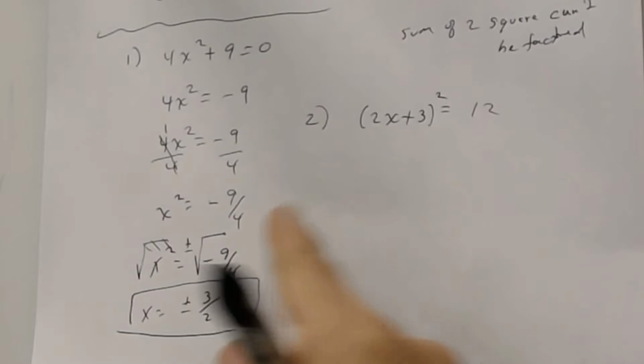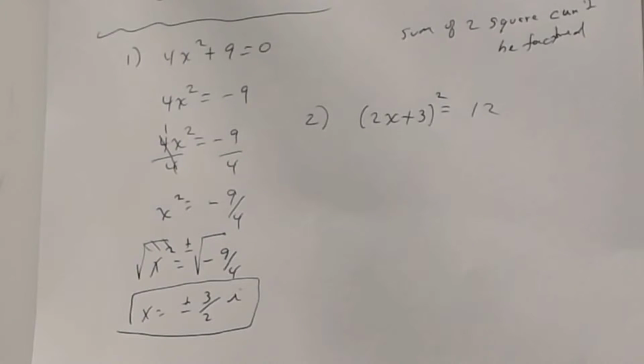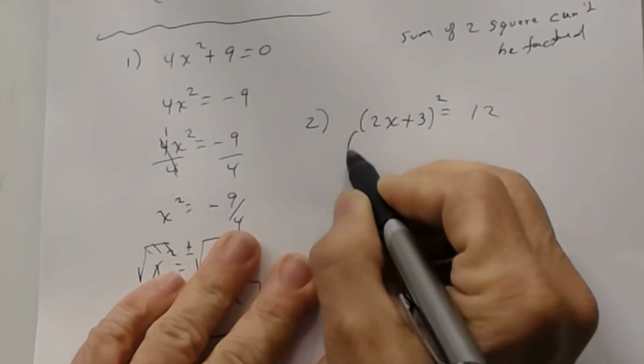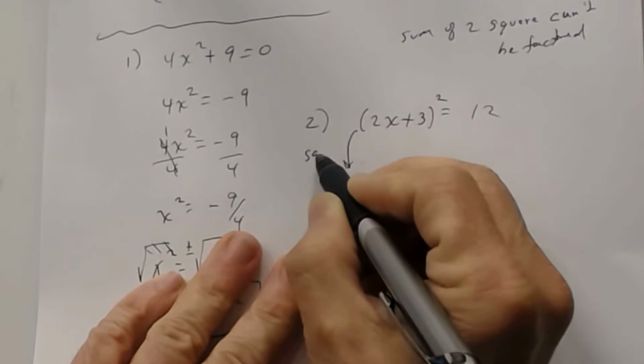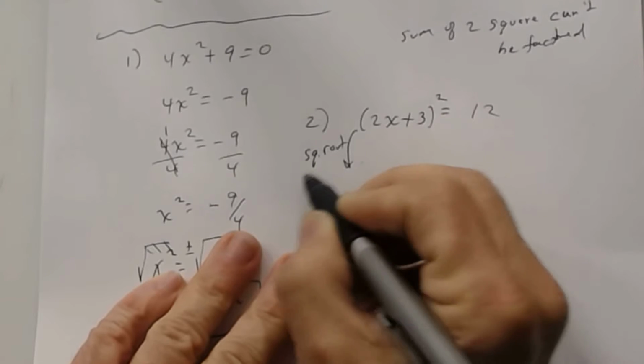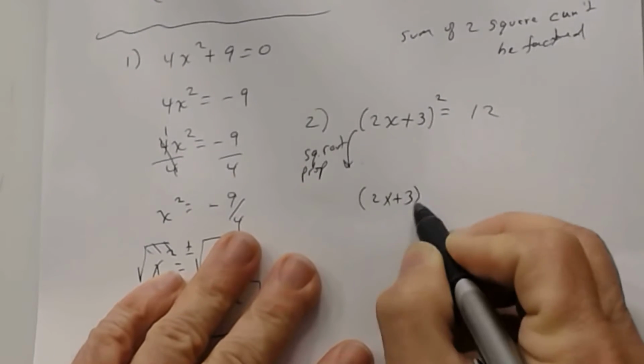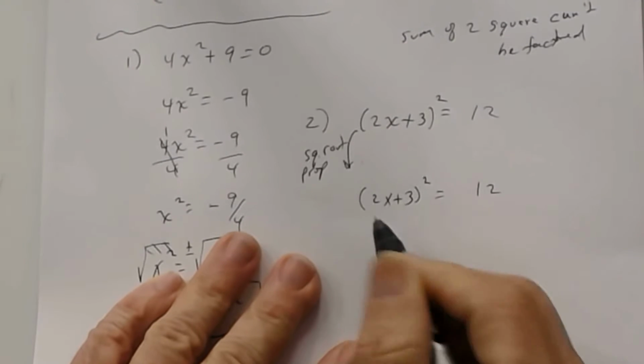Don't follow this out, bring the 12 over, and then use the quadratic formula. You could, but you're spending too much time on this. So just use the square root property. I'm going to take the square root of both sides. So I'm going to just go ahead and rewrite this, and take the square root of both sides.